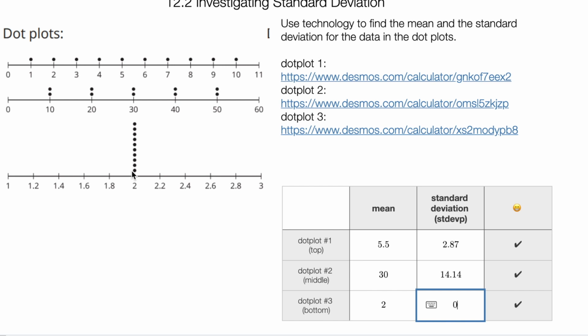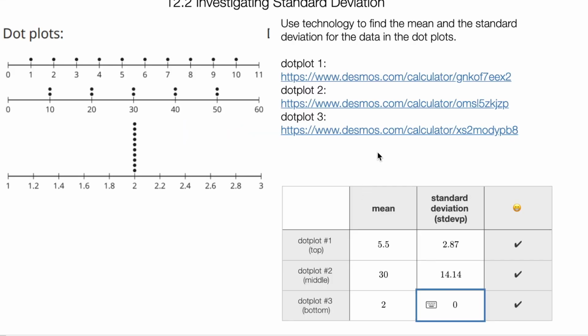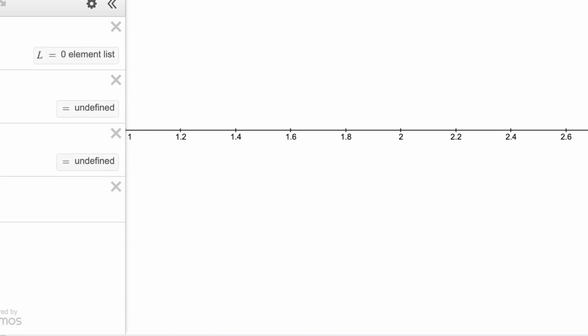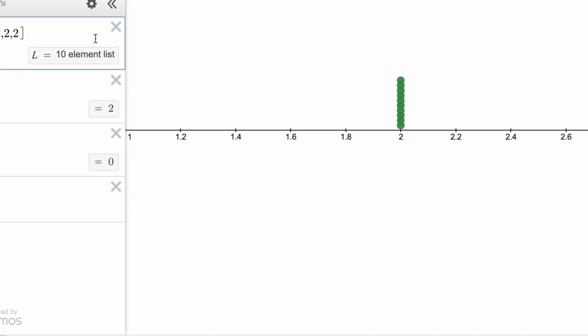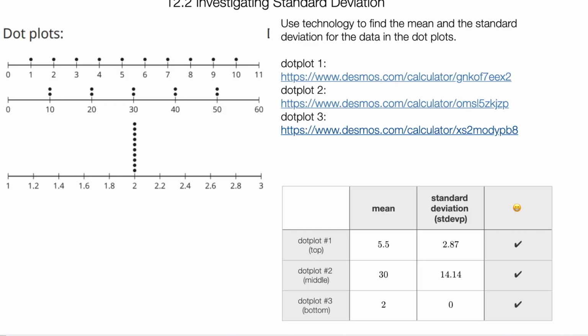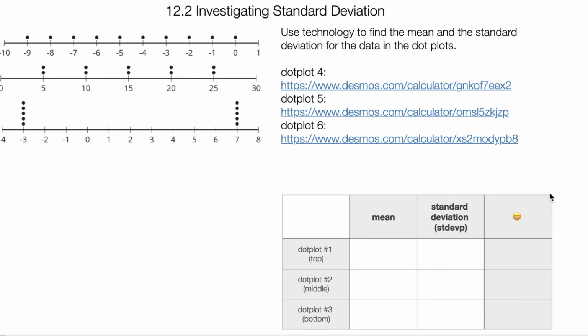But we're going to go ahead and type it in. 2. So there's 1, 2, 3, 4, 5, 6, 7, 8, 9, 10 2s. So, whoops, not that. So I'm going to click on dot plot 3, and I'm going to type in 10 2s. All right, so we have 10. Our mean is 2, and our standard deviation, as we said, was 0. Okay, so that's all for that part. Then we're going to go to next.